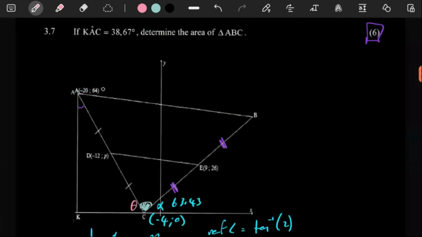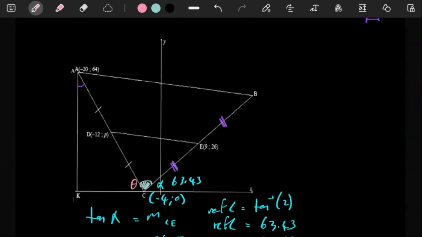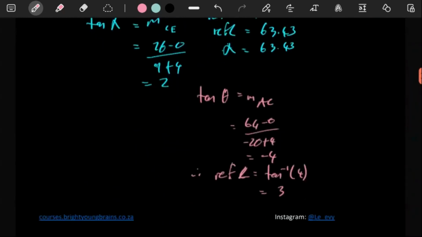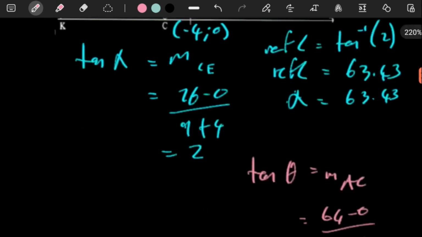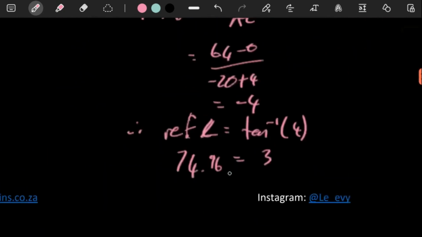These were alternating. Wait, what? Yeah, I'm getting carried away here. So it's 74.96, right? That's an acute angle, so we're gonna take that as theta. Wait, what just happened here?